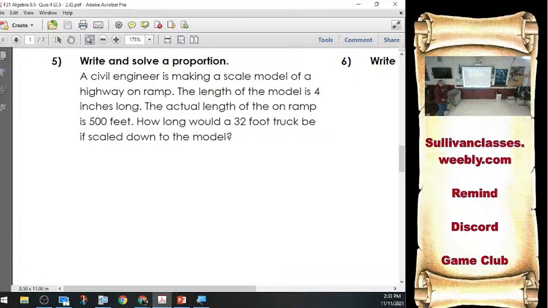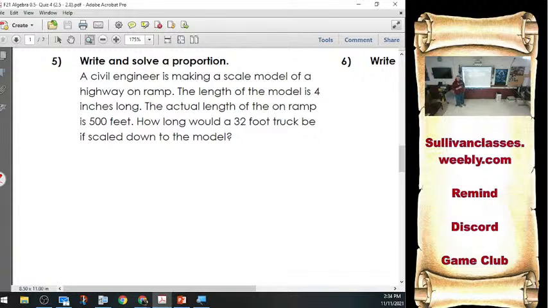Okay? Gonna make a model of a highway on a ramp. The length of the model is 4 inches. So just tiny itty bitty little thing. The actual length of the on-ramp is 500 feet. So this really is an itty bitty model. How long would a 32-foot truck be if scaled down to the model? Compare the correct thing to the correct thing like we just got done doing in our daily quiz.